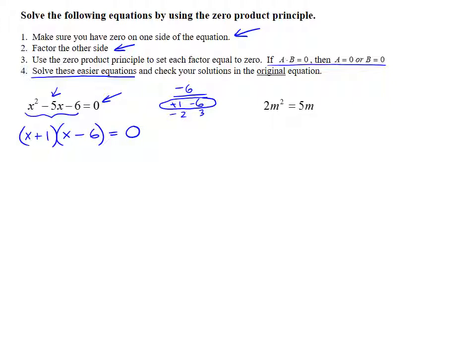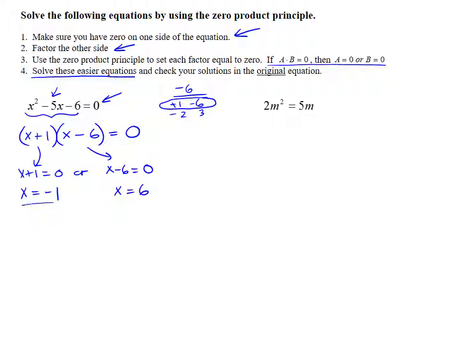Double check your factorization. Take 10 seconds or 20 seconds to just double check it before we go on. It'll save time if you fix any mistakes then. Once you know it's good, go ahead and take advantage of the zero product principle to set each factor that you have there equal to 0. So x plus 1 equals 0, x minus 6 equals 0. Solving these simpler equations, we get x equals negative 1, and we get x equals 6.